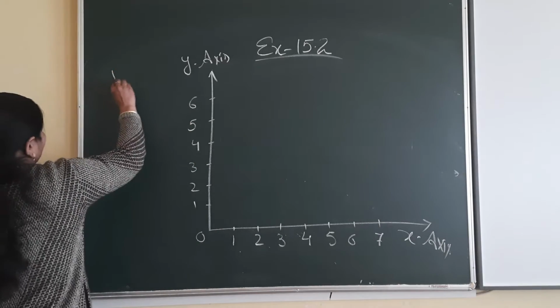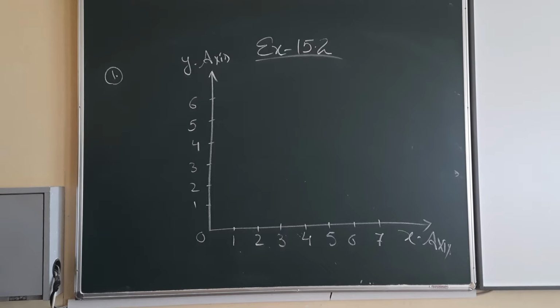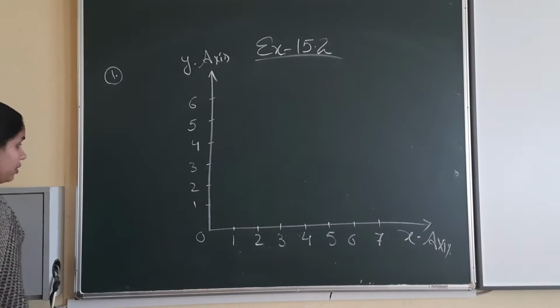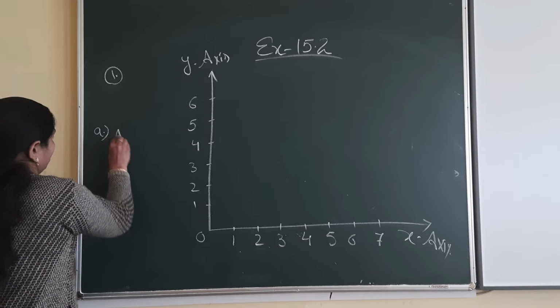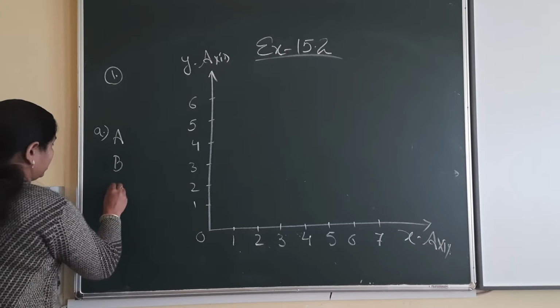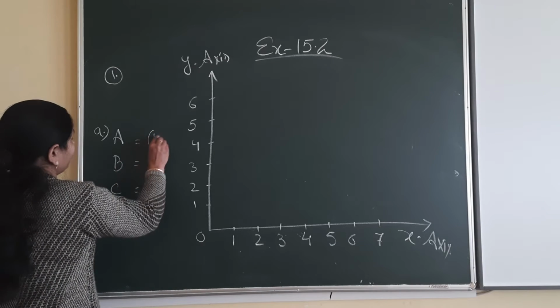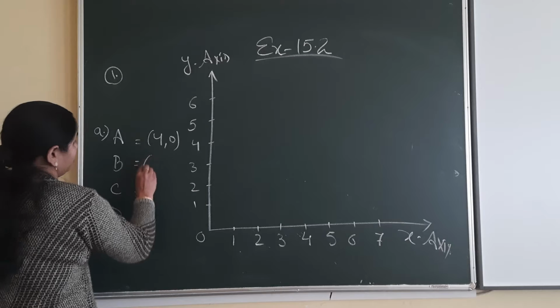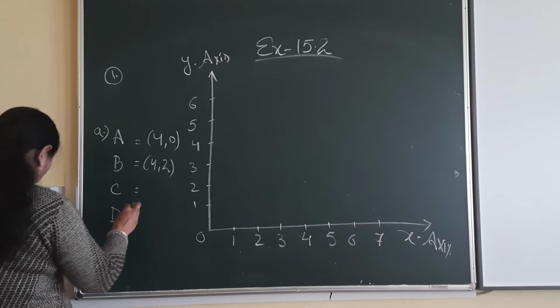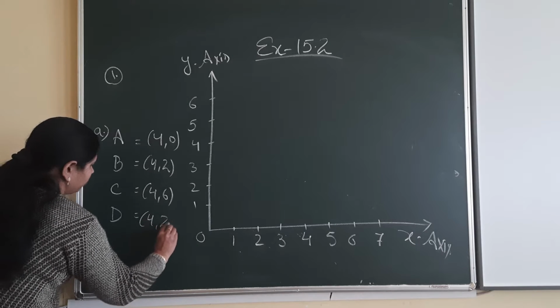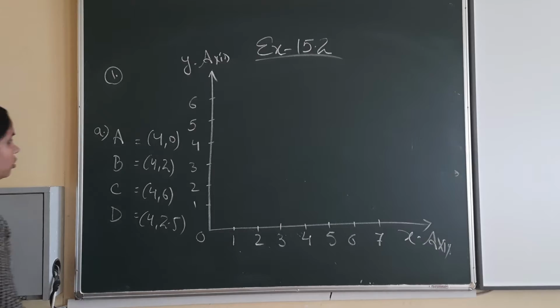Now here in the first question, plot the following points on the graph sheet, verify if they lie on a line. Okay, so how to plot? I am taking here the first part A. Here we have some points A, B, C and D, and their coordinates are given. First value is 4, 0. In B it is given 4, 2. In C 4, 6. And D 4, 2.5. Okay, so these are the coordinates.